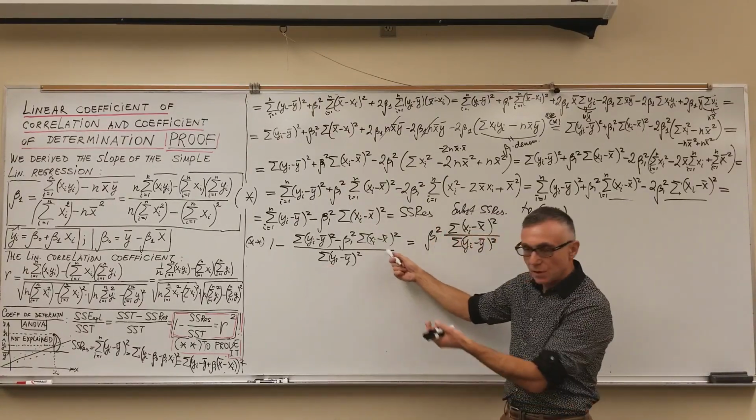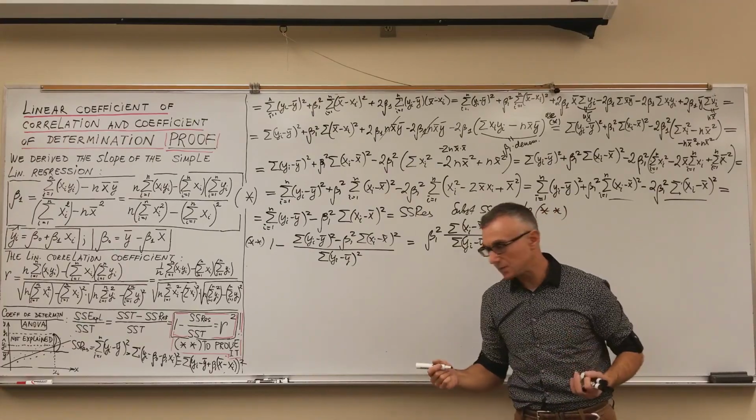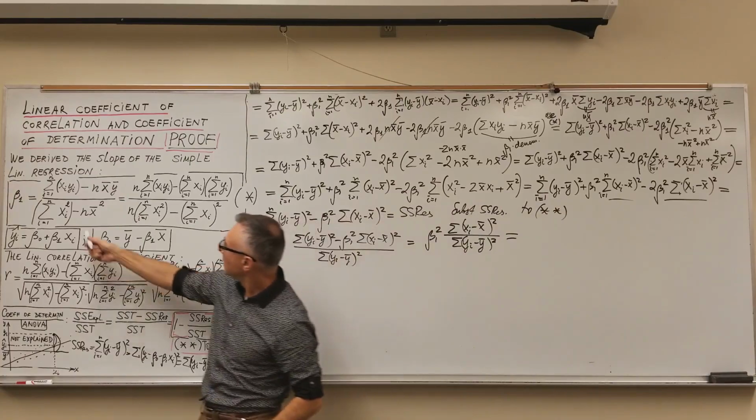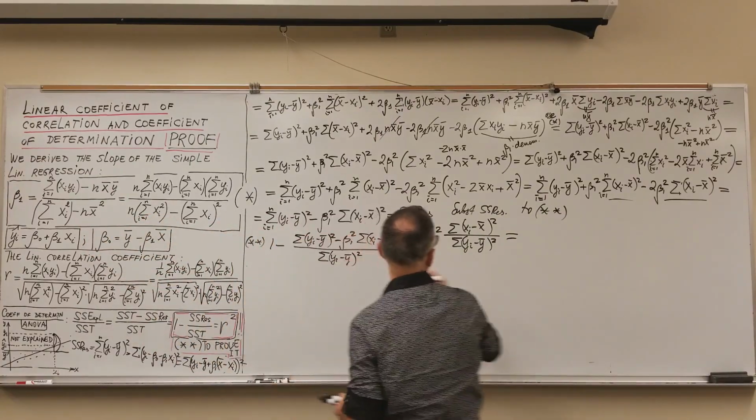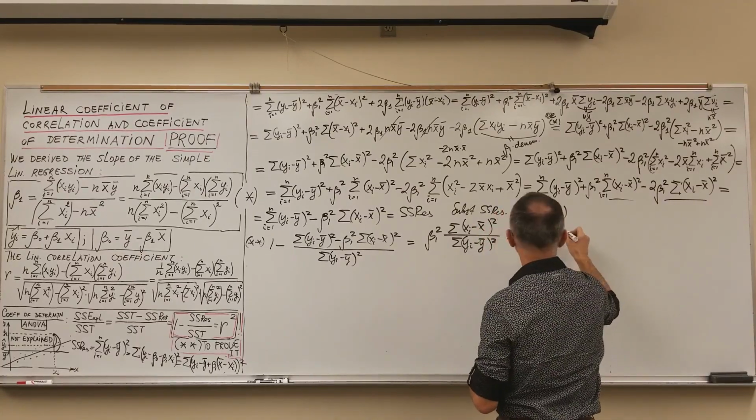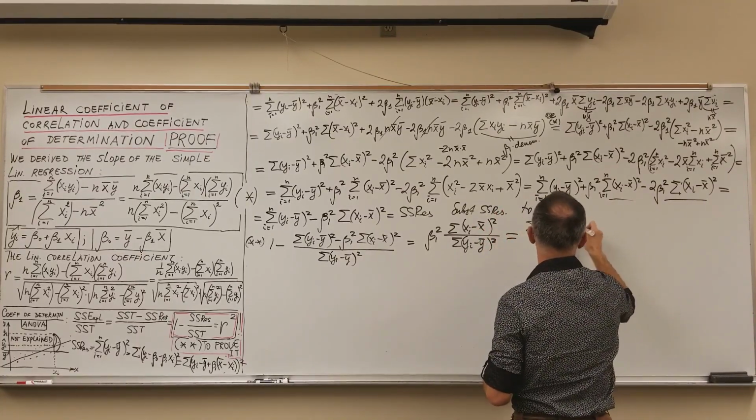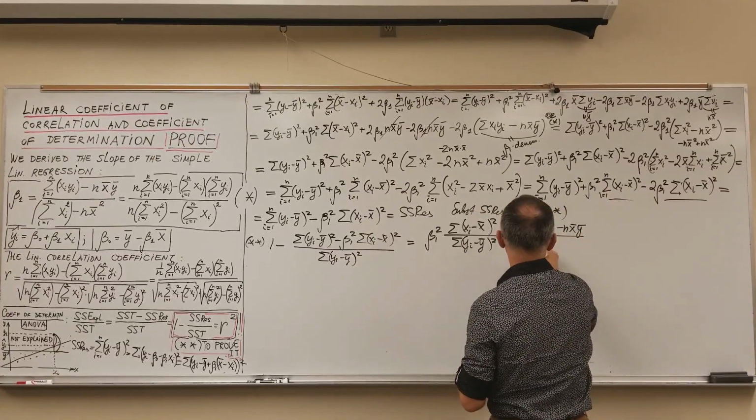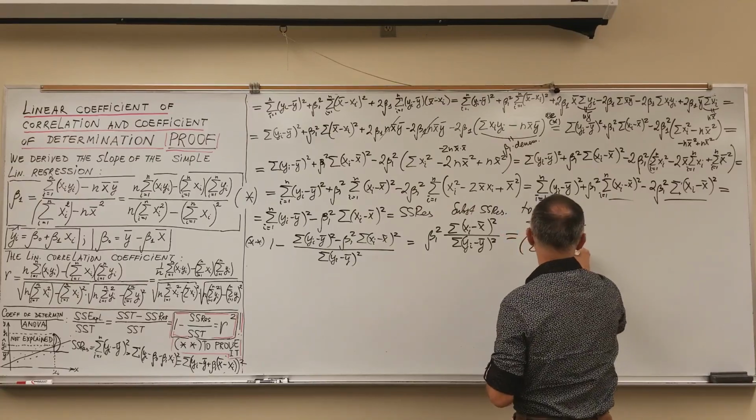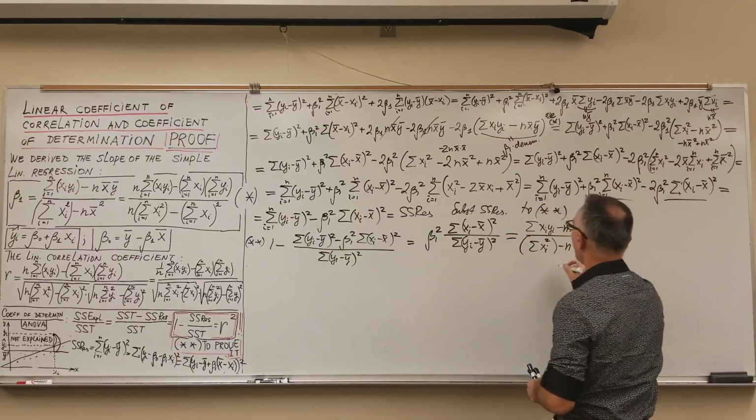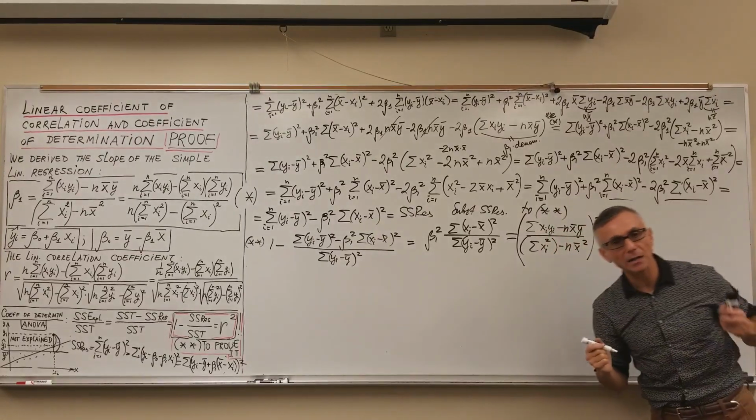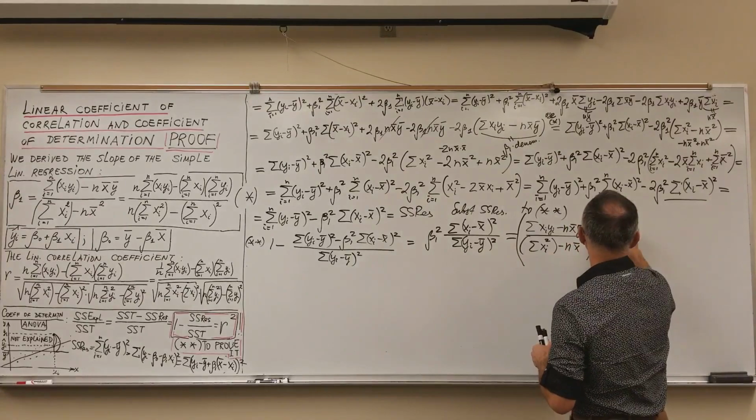This is my coefficient of determination. It was established this way. Now we'll substitute the value for beta 1. Beta 1 formula is this one. Everything is squared. So the summation of xi yi minus n x bar y bar over summation xi squared minus n x bar squared, and this everything is squared. That's my beta 1 squared. And multiply it by this.